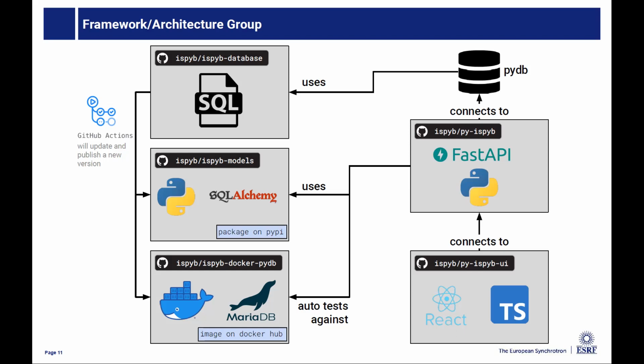So as I said before, the API is connecting to the database using the model, and then the UI connects to the API, and this allows the user to see what's inside the database.